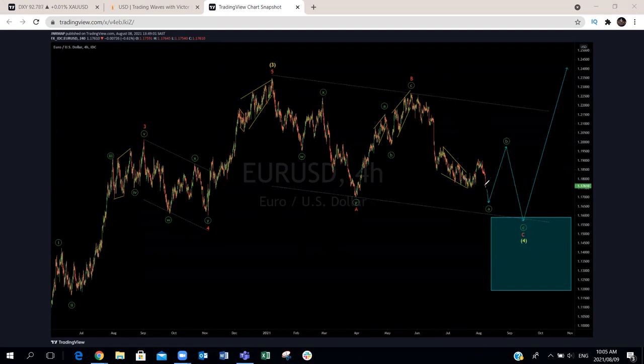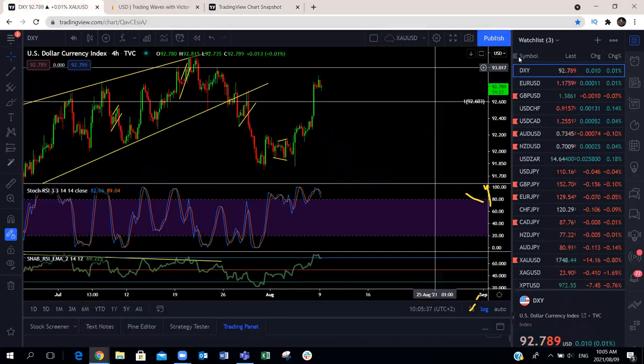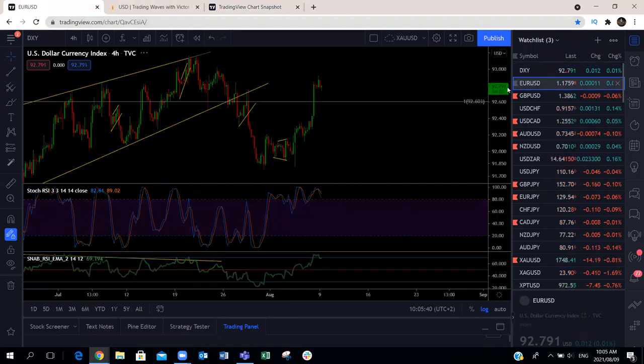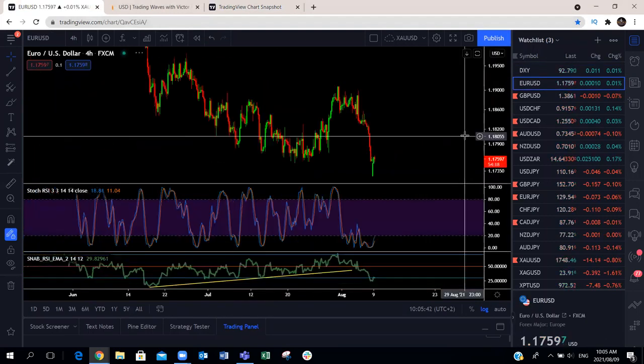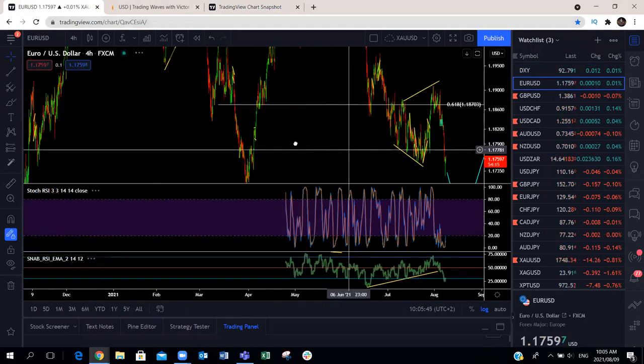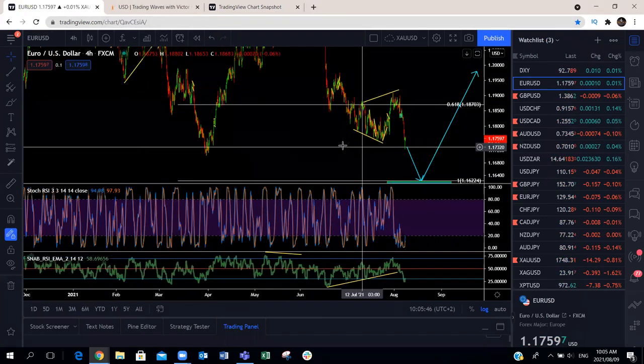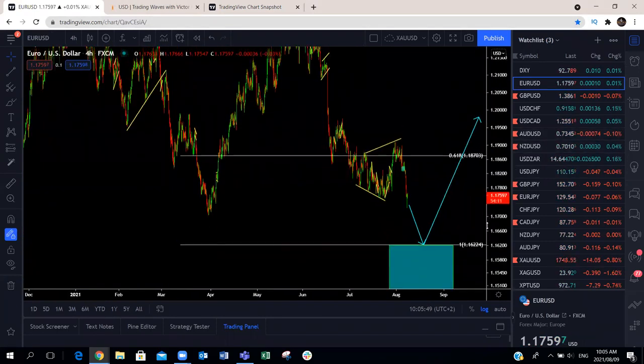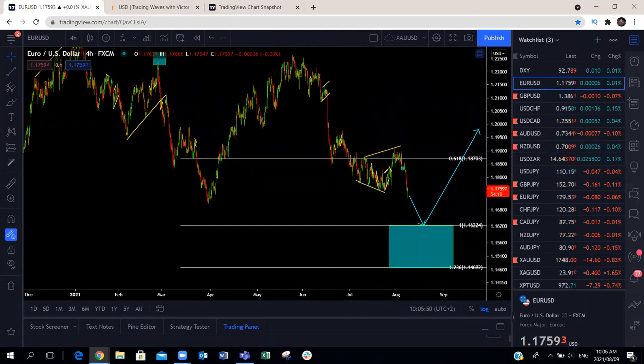But for now, we are still looking for this to continue pushing a little bit lower until we get that pullback. Let's check if we've got divergence here on Euro US dollar. Okay, we're starting with the Euro US dollar first, then we'll go to the DXY. At this stage, there is no divergence between these moves here. So this is still showing continuation to the downside. We can see there's a bit of a pullback here. That is nothing, so we still expect this to continue to the downside.